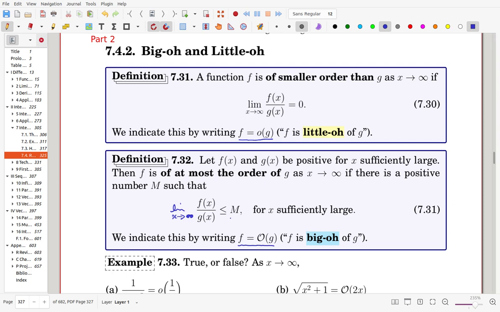This condition implies two cases. f over g can approach 0 or can approach L. Either way, they are bounded by M. If you choose M larger than L, then it's true. So this condition implies that one. That means once f is little o of g, then automatically it is big O of g, right?